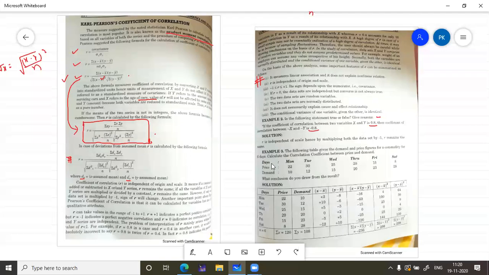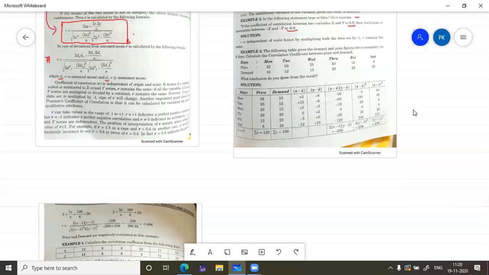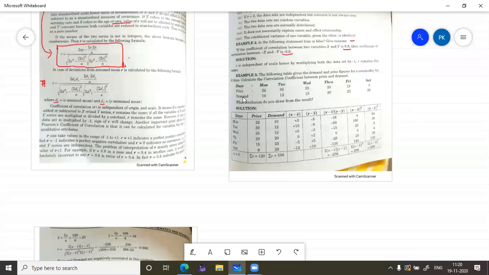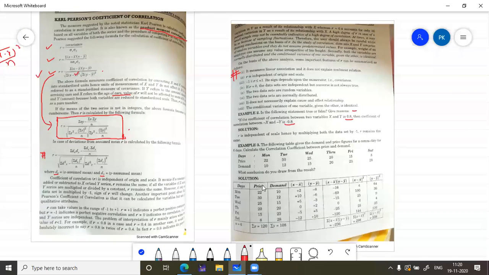Okay, so this is the data set here between the price and demand, Monday to Saturday, right? And what conclusion do you draw from the result? This is our question. So days are taken as Monday to Saturday and price and demand. So this is the value for X and this denotes the value for Y.